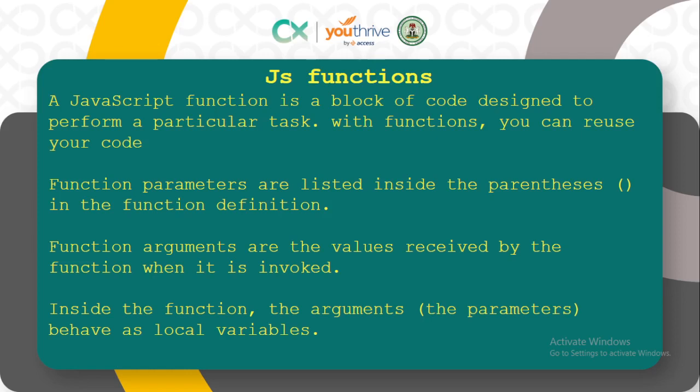Now inside the function, the arguments or the parameters behave as local variables. I know what a local variable is. It exists within a block. You declare it inside a block, so outside that block, it does not exist.